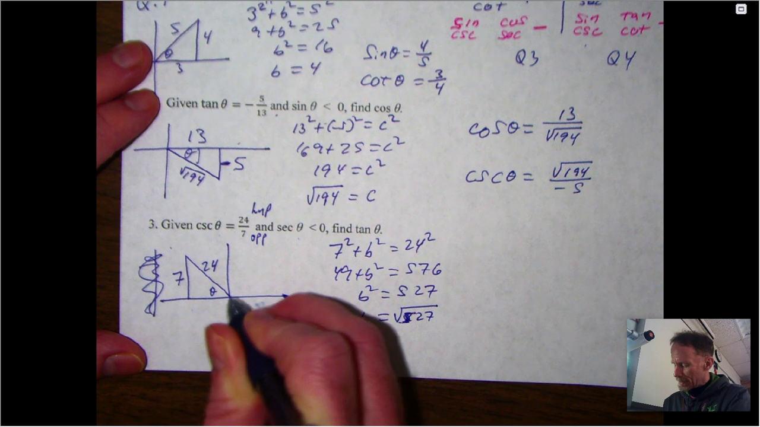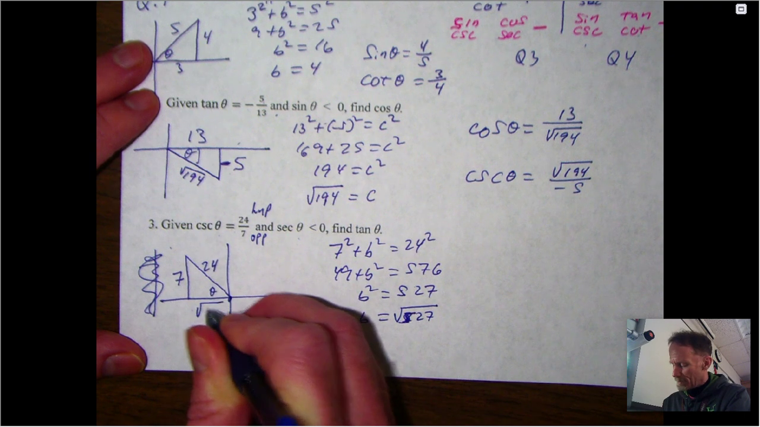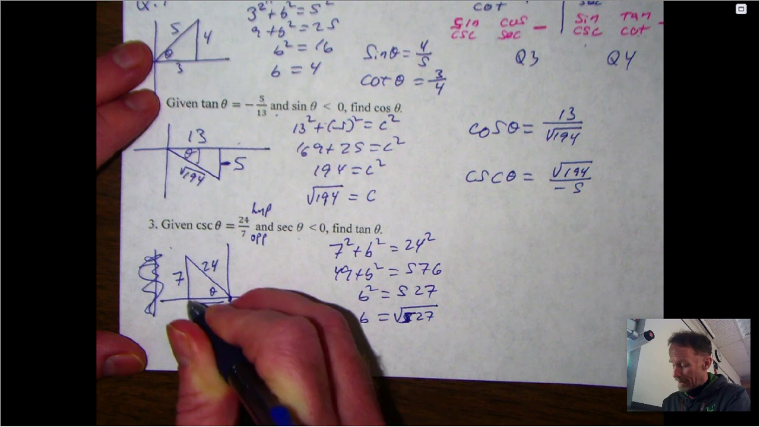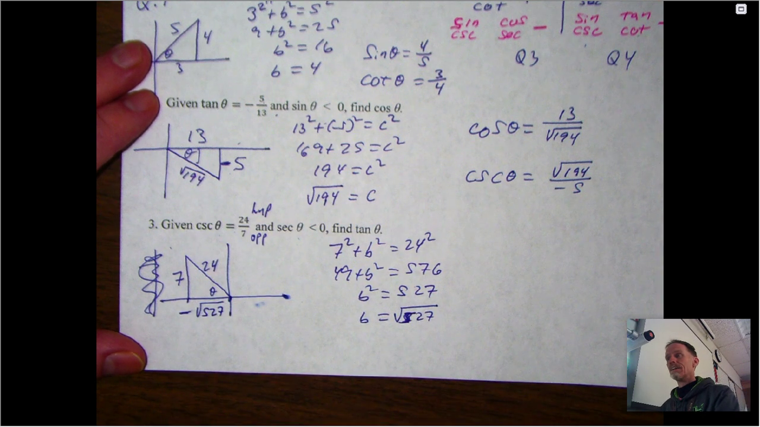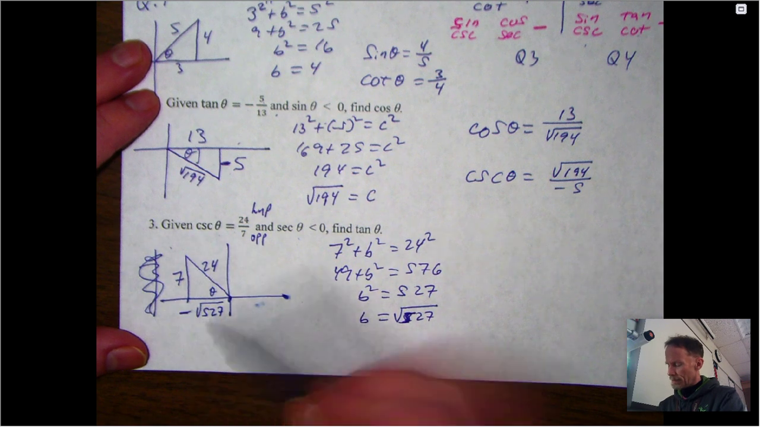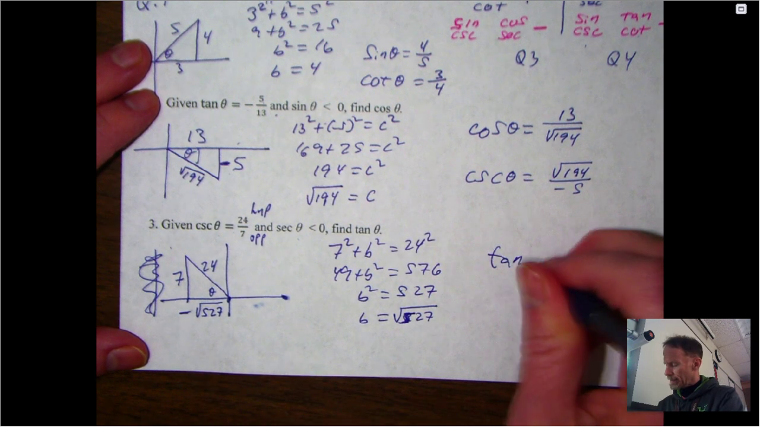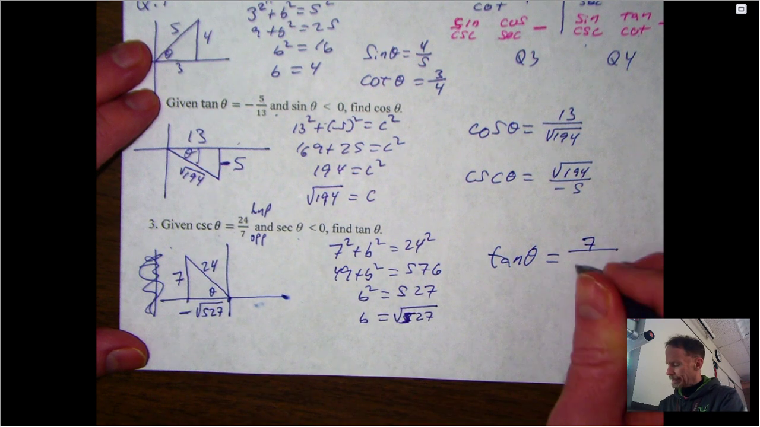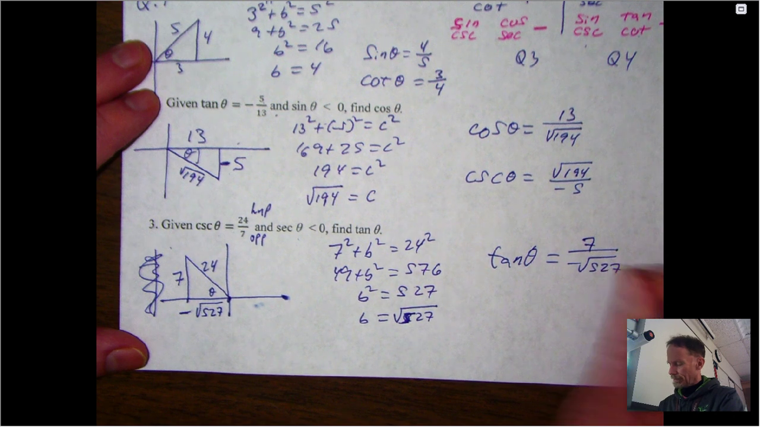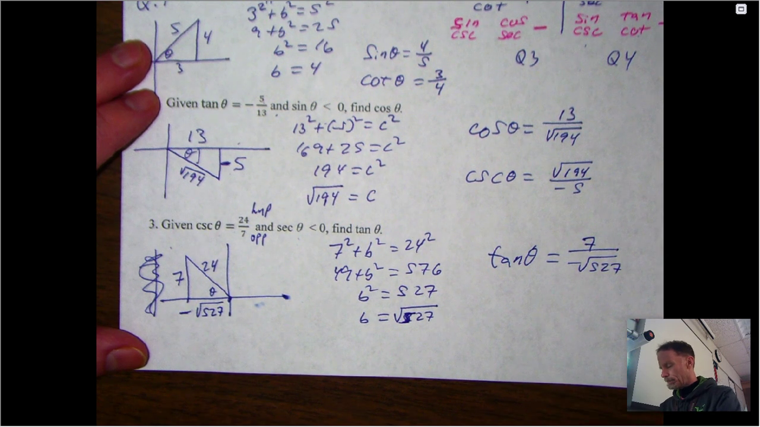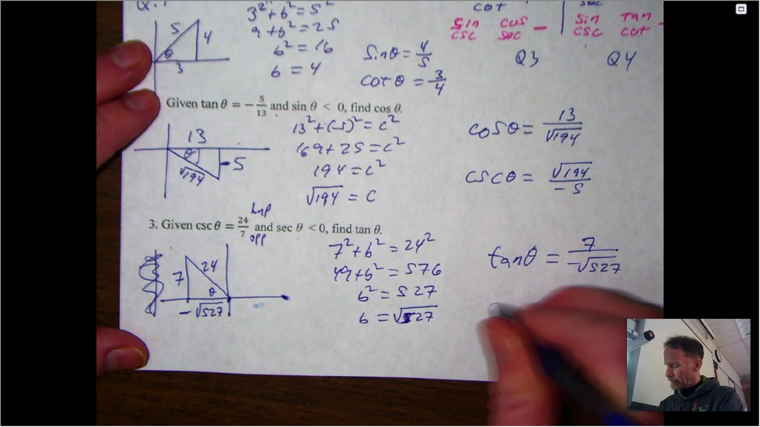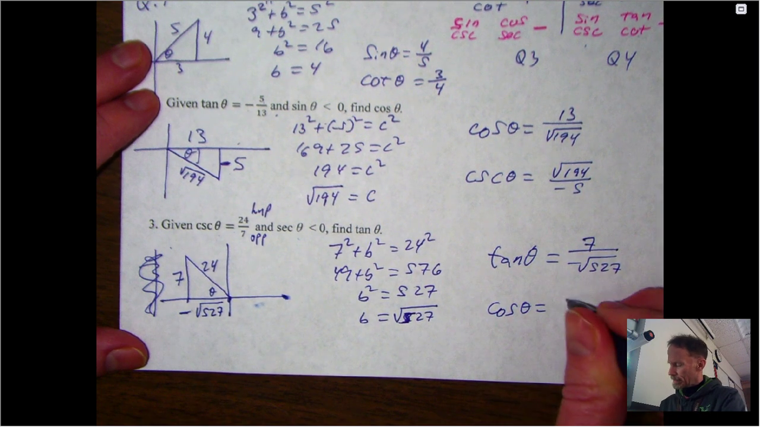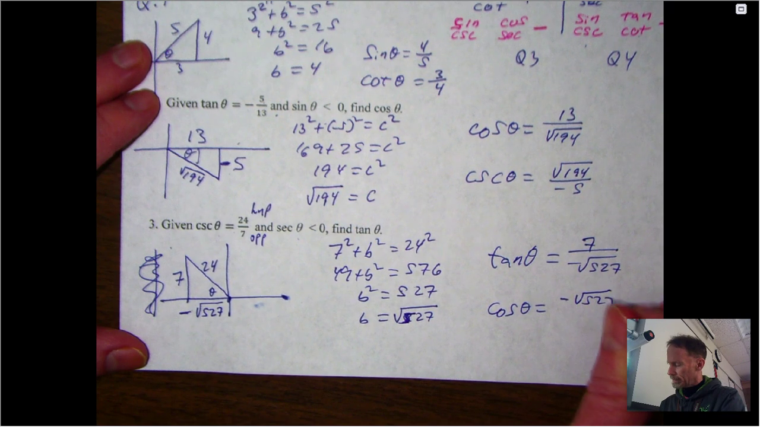And again, common sense comes in, so we know this is the x value. Since it's going to the left, that is going to be our negative value, just knowing that from what you've been doing since middle school with quadrants. Everything's labeled, so I can answer the question. Tan theta is now equal to opposite over adjacent, 7 over negative root 527. And if I want to find, how about cosine theta? Cos theta would be negative root 527 over 24.